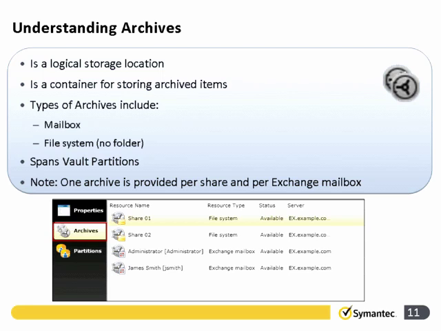So this is a logical designation that says we backed up this user's mailbox and this is where their data is going to be stored. So it can be applied to a mailbox, it can be applied to file systems. So archives can span partitions. Backup Exec will automatically create one archive per Exchange mailbox or per user folder if you're backing up user folders.